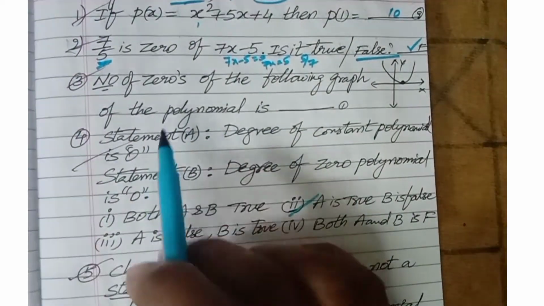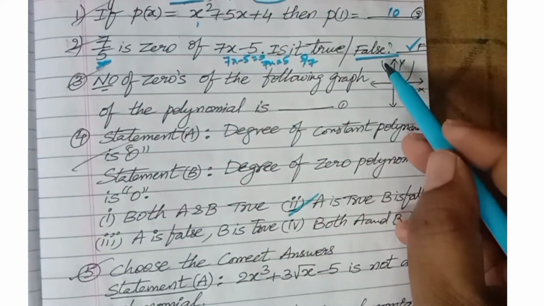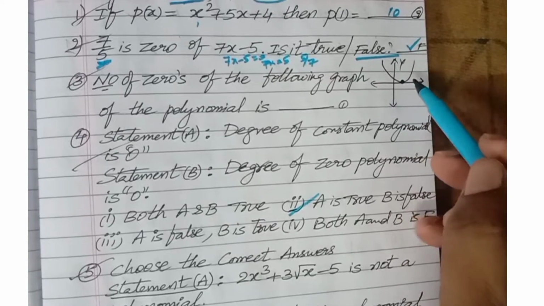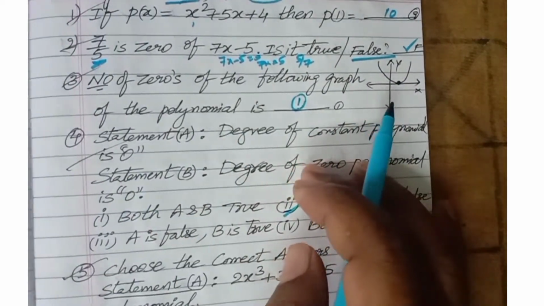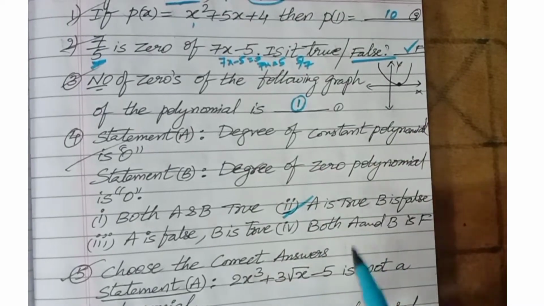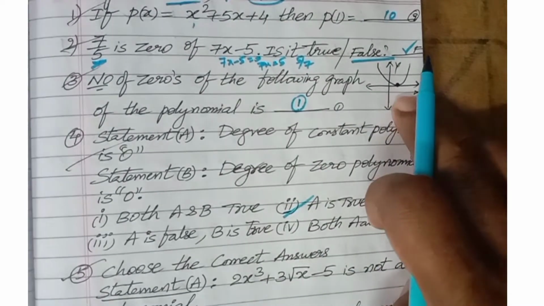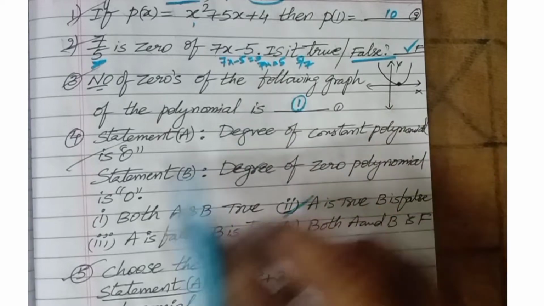Next, number of zeros of the polynomial. Here the graph is touching only 1 point, so you will get answer 1. The graph is a very important model. The graph is touching the x-axis at only 1 point, so you will get only 1.